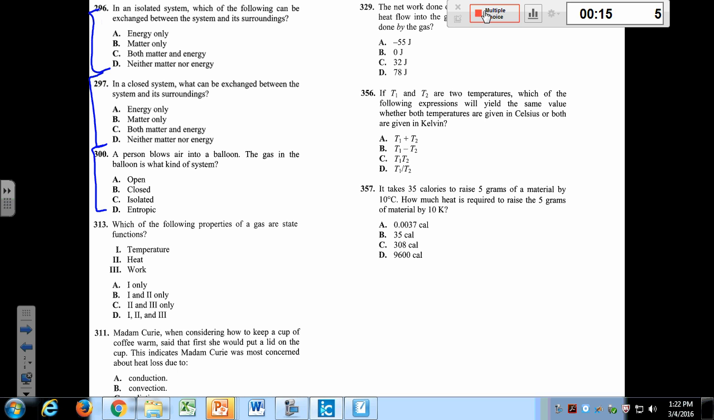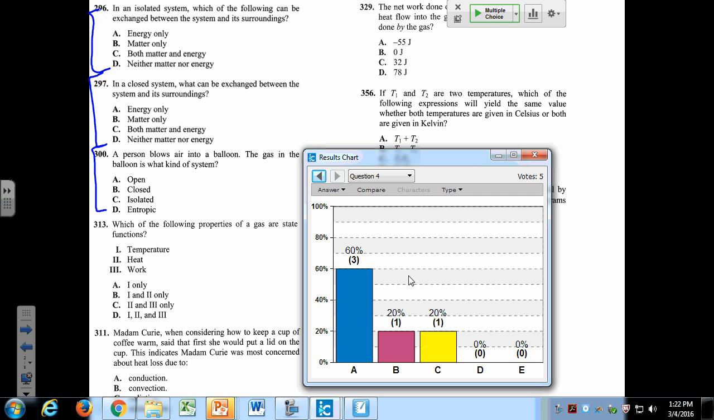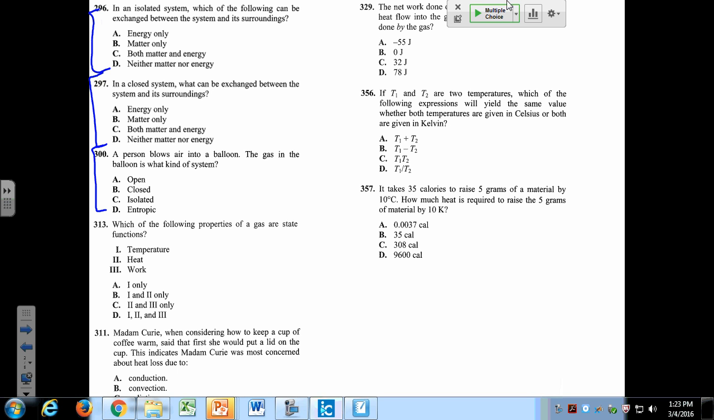All right, just a few more seconds. And that is an open system because I'm putting matter into it. And presumably I'm putting energy into it as well. But if I'm putting matter into it, that is an open system.